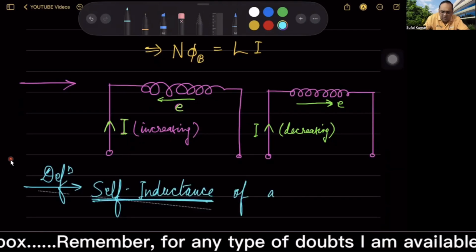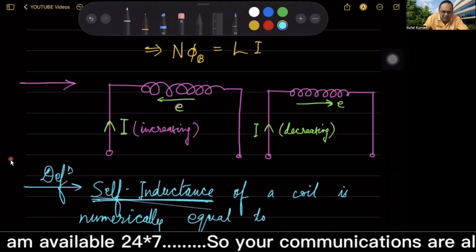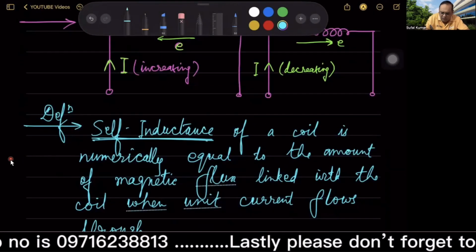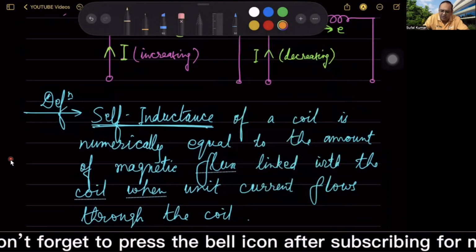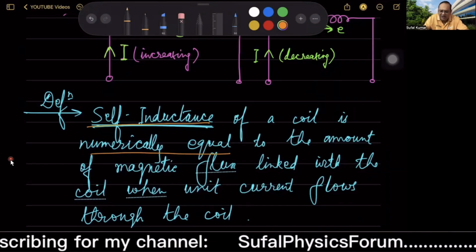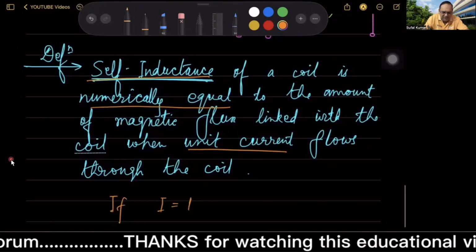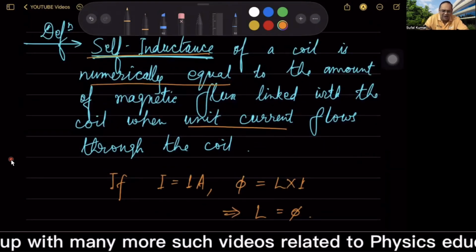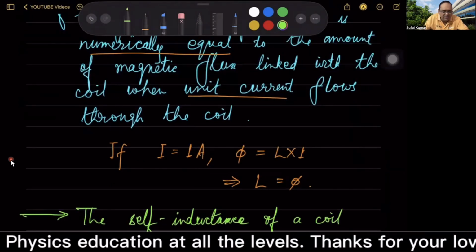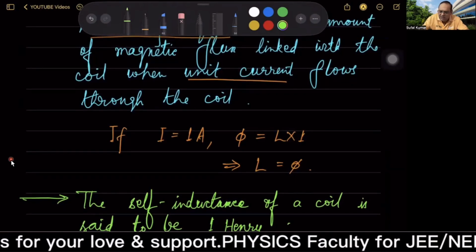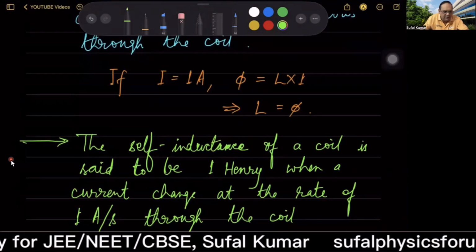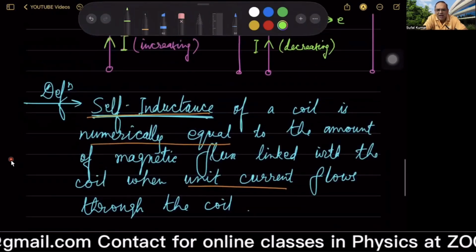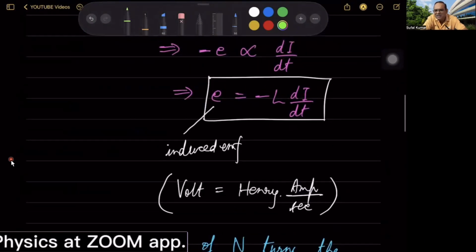The definition: the self-inductance of a coil is numerically equal to the amount of magnetic flux linked with the coil when unit current flows through the coil. Now I'll underline a few keywords. Numerically equal to the amount of magnetic flux linked with the coil when unit current. Why? I is 1 ampere and phi is equal to L into 1. It implies that L is phi. Hence this definition. The self-inductance of a coil is said to be 1 Henry when a current change at the rate of 1 ampere per second through the coil induces an EMF of 1 volt in the coil. And this analysis we have obtained from the formula E is equal to minus L di by dt, right?